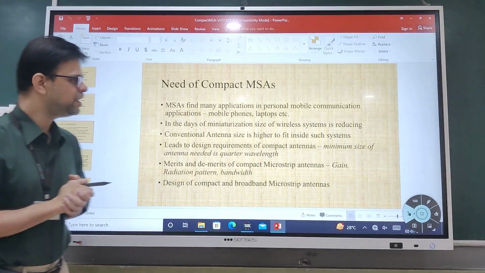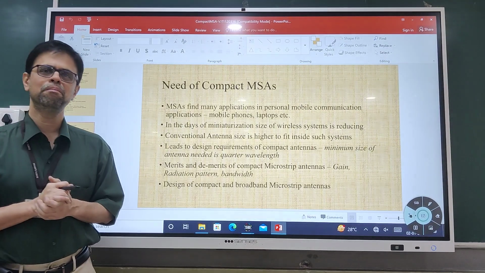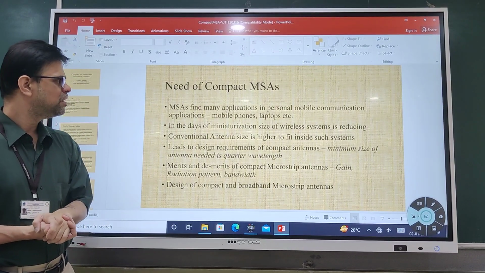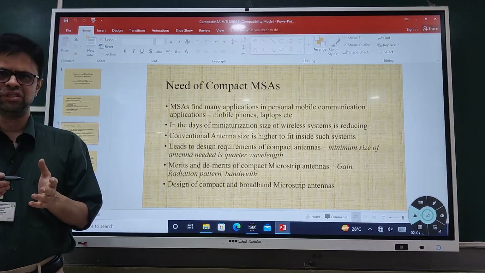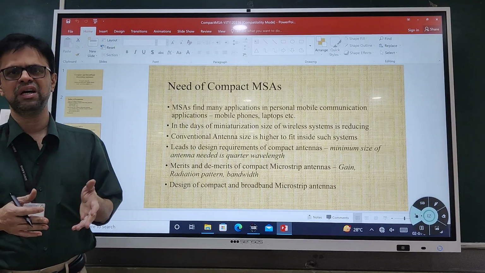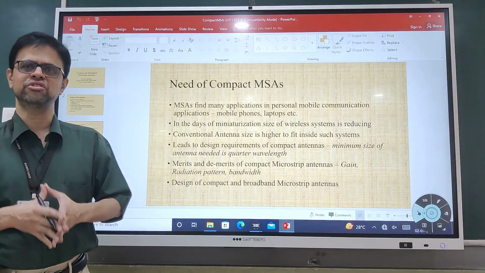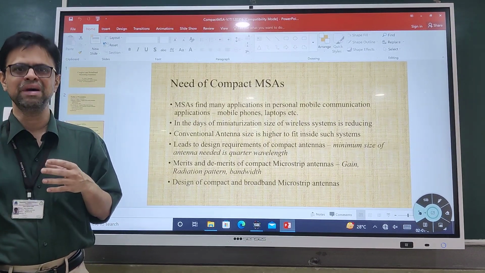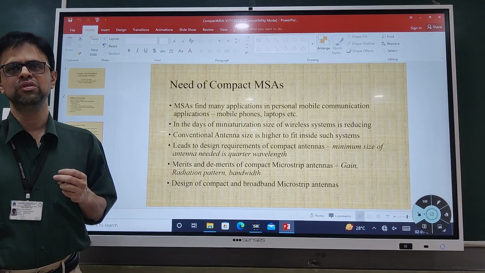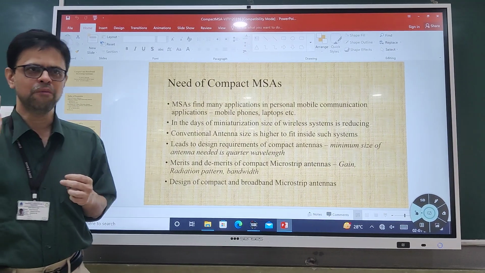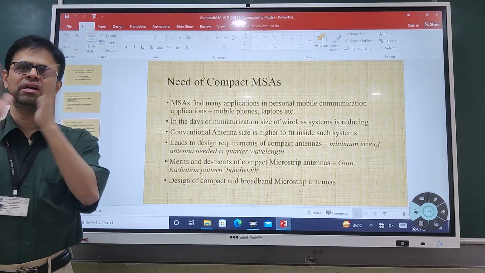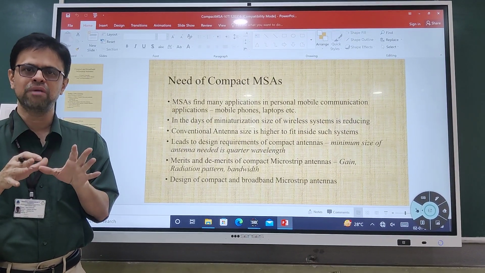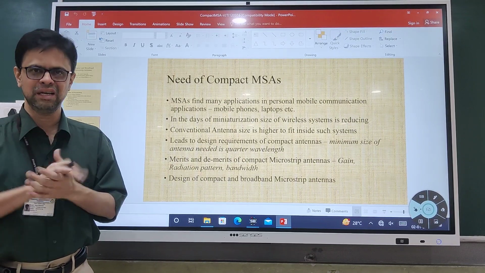Now, very important question, why is a compact MSA required? Need of compact MSA. Now, first of all, we talk about different applications. Definitely, in the days of miniaturization, the size is a big constraint. You need to fit your antenna within a given size constraint. Just imagine the days of the wireless mobile phones, where you must have seen an antenna protruding out of your device. Nowadays if you see your mobile handsets, you cannot make out from outside where and how the antenna is placed.